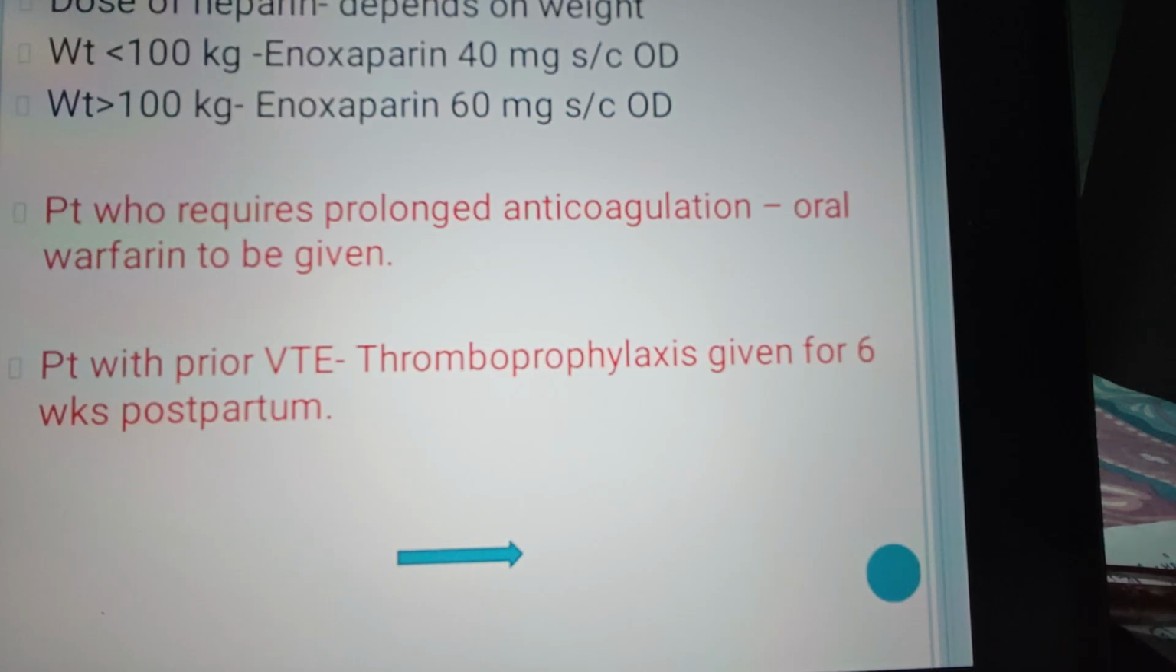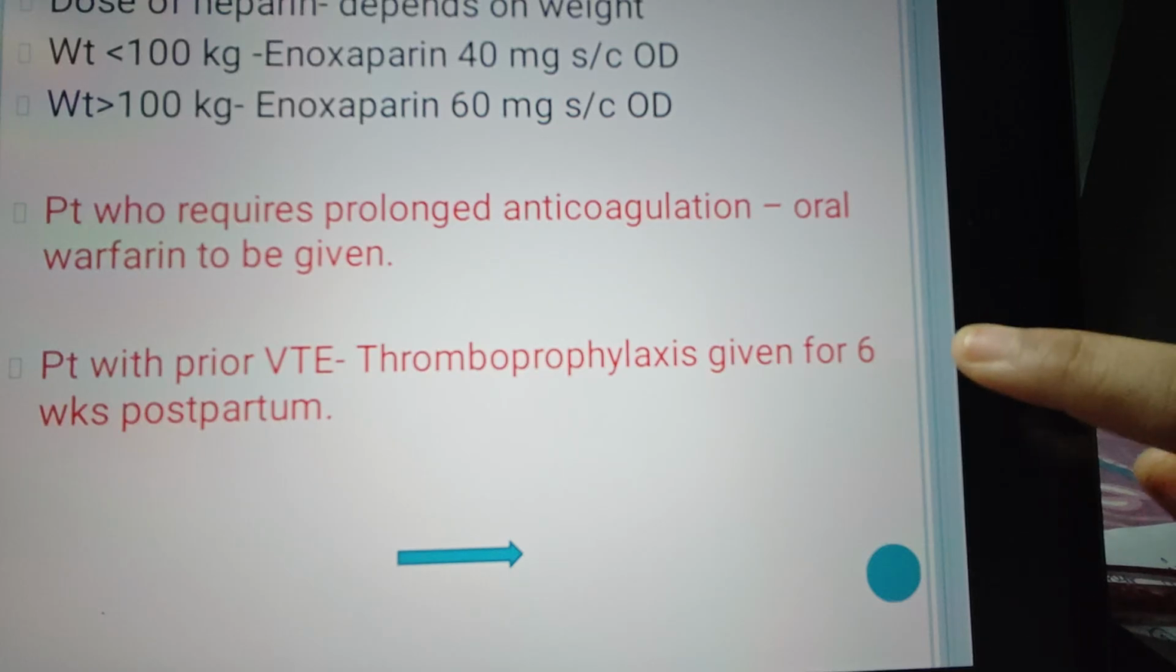So this is the pharmacoprophylaxis for venous thromboembolism. Patient who requires prolonged anticoagulation, oral warfarin can be given, and if there is history of venous thromboembolism, then this thromboprophylaxis can be given for 6 weeks postpartum.